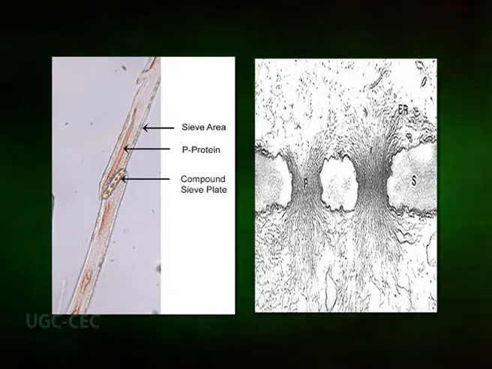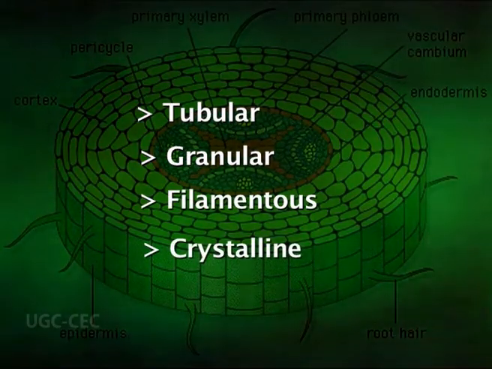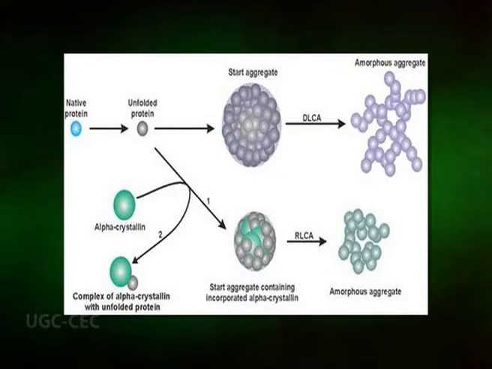P proteins occur in both dicotyledonous and monocotyledonous plants but are absent from gymnosperms and lower vascular plants. As observed with the electron microscope, P protein, called slime in the older literature, occurs in several forms, that is tubular, granular, filamentous and crystalline. Aggregation of P protein into ellipsoidal or spheroidal P protein bodies occurs early in the differentiation of sieve cells. These bodies increase in size during differentiation of the cell and may fuse.